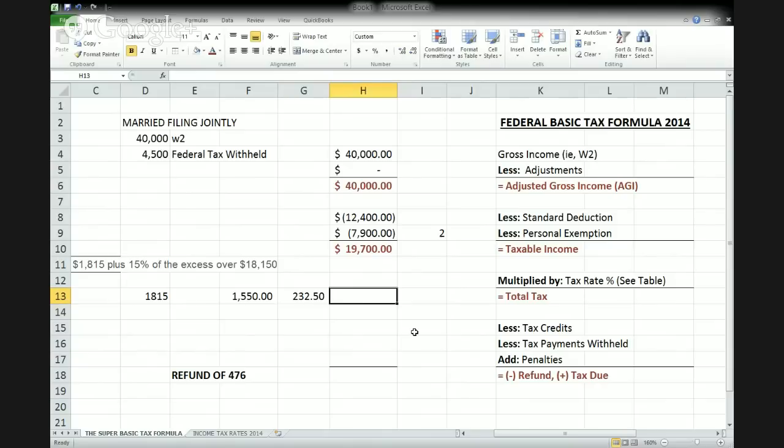So the total tax will be equal to $18,050 plus 15% of the difference between 19,700 and 18,150, which is $232.50, and our total tax is $2,048. To that, we're going to subtract any credits that we have. We're going to subtract any payments that we made, and we're going to add any penalties that we made. We have no penalties, so it's 0. And then we're going to just go ahead and sum them up together.